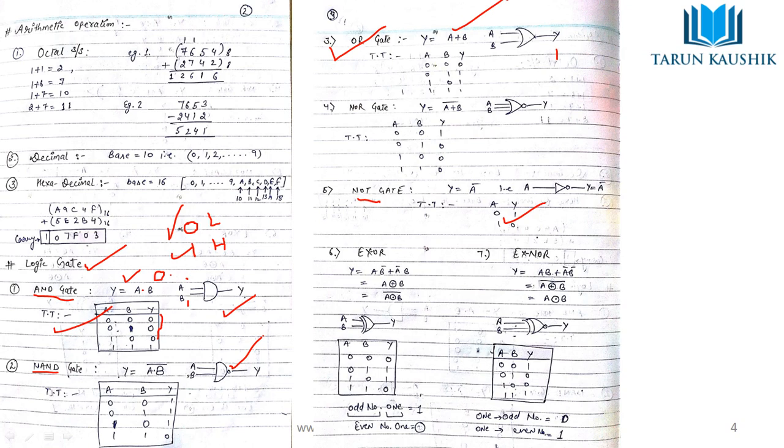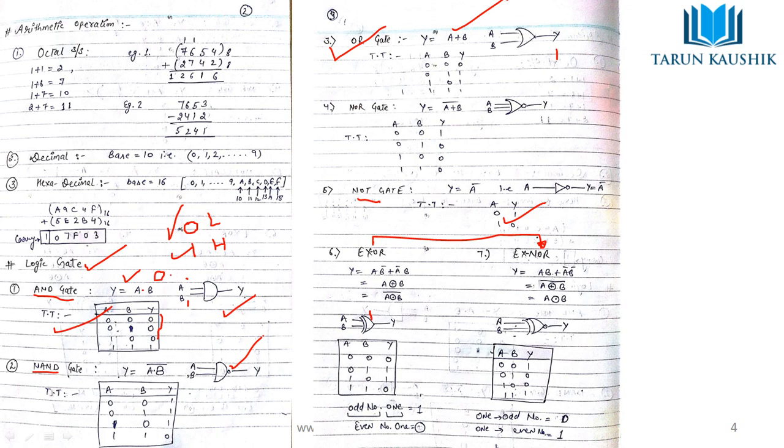XOR and XNOR, these two types of gates are very much used in digital electronics for doing various operations like comparing, adder, subtractor, or parity bit generator. Various types of applications are there of these XOR and XNOR gates.